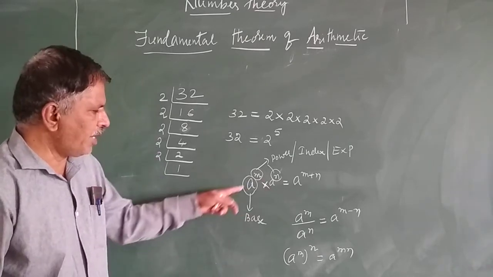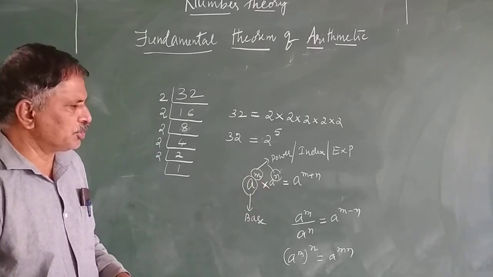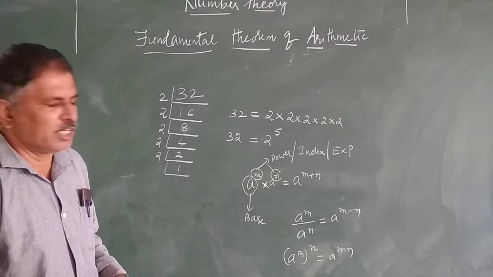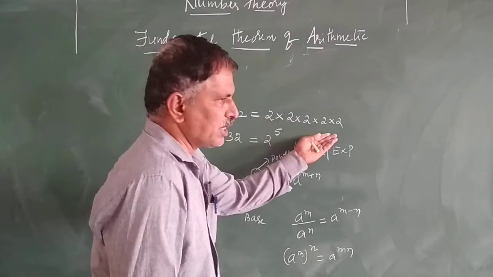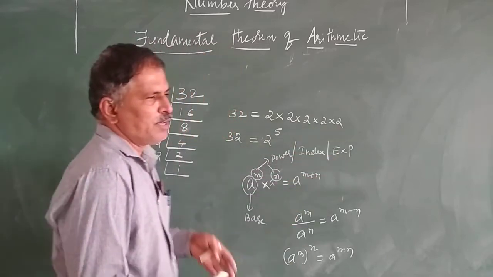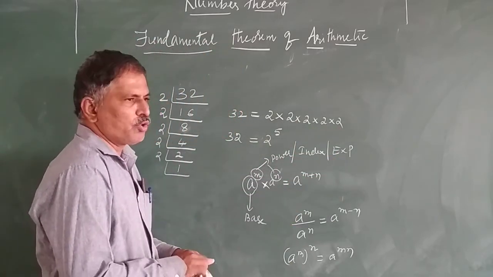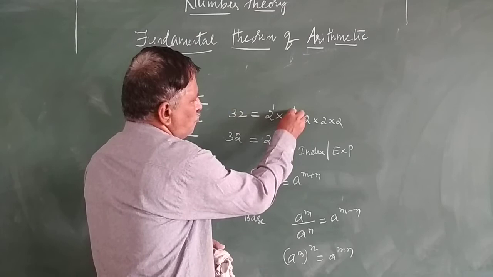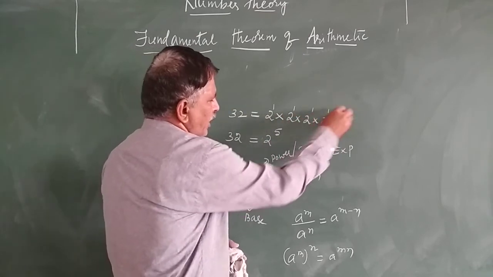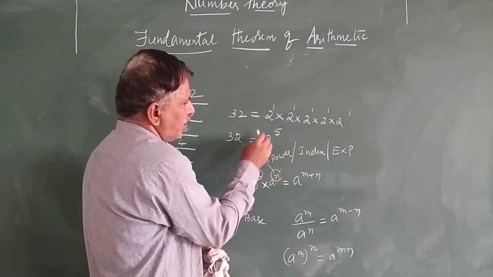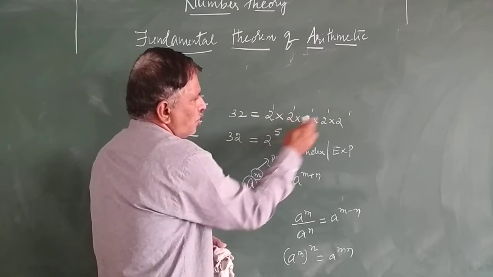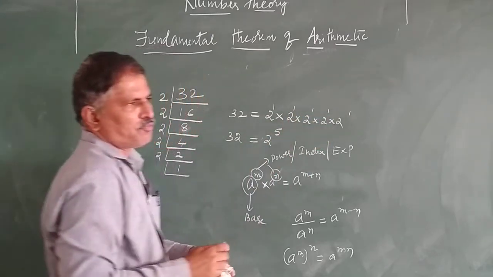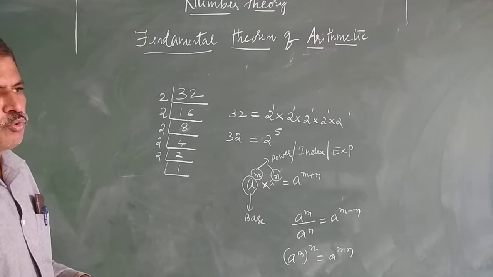First formula, a to the power of m into a to the power of n is equal to a to the power of m plus n. As we know, if the bases are the same, then the powers can be added. 2 can be written as 2 to the power of 1. So how many times is 2 there? 1, 2, 3, 4, 5. So 2 to the power of 5. 32 is nothing but 2 to the power of 5.